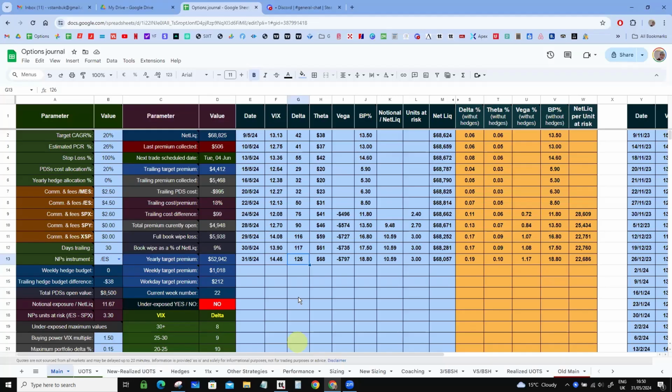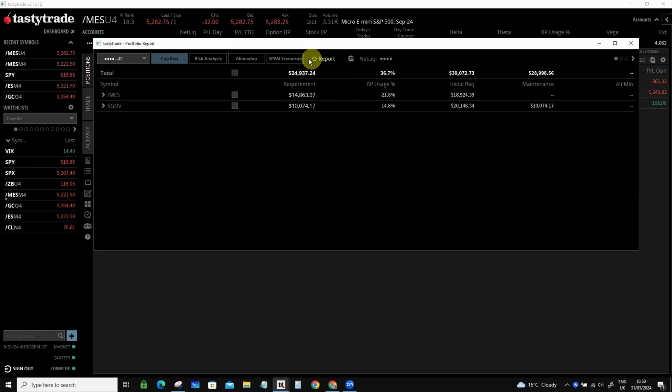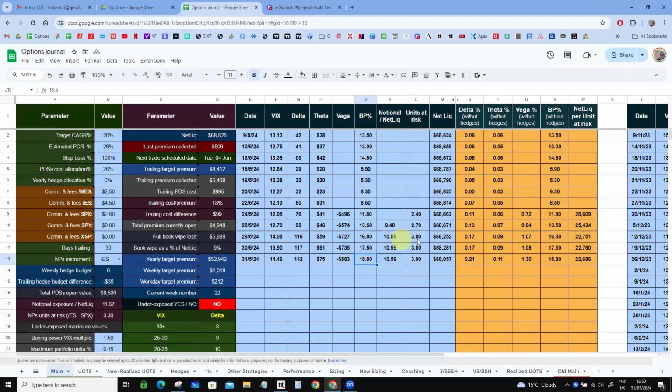So 142.75. Vega minus 883. Buying power is going to be a little bit higher, probably 20 something, let's see, 21.8. Notional is now 1167, and our units at risk is 3.3. And that's about it. We can double check here.